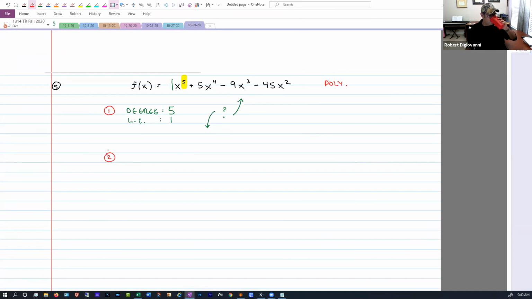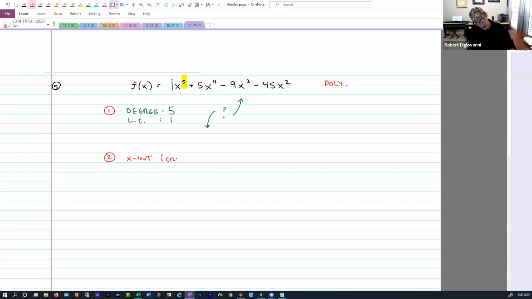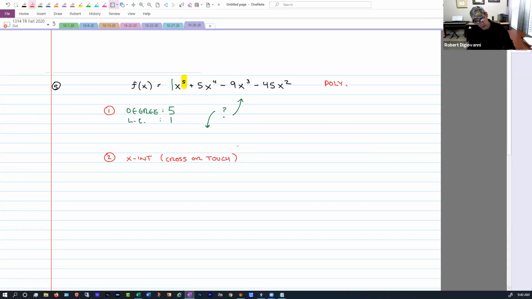I got it. Okay, so it says, find the x-intercept and see if it crosses or touches at each one. Okay, so how do we find the x-intercepts? I mean, we need to find them, but how do we do them? For polynomials, what do we do? You set the function equal to 0. So we're going to just take the entire function and set it equal to 0.